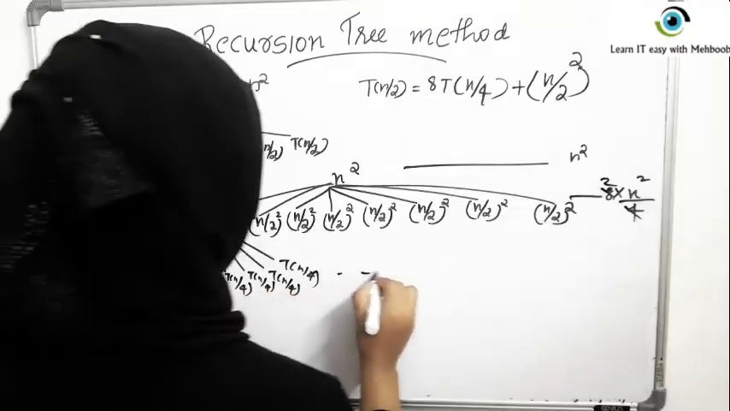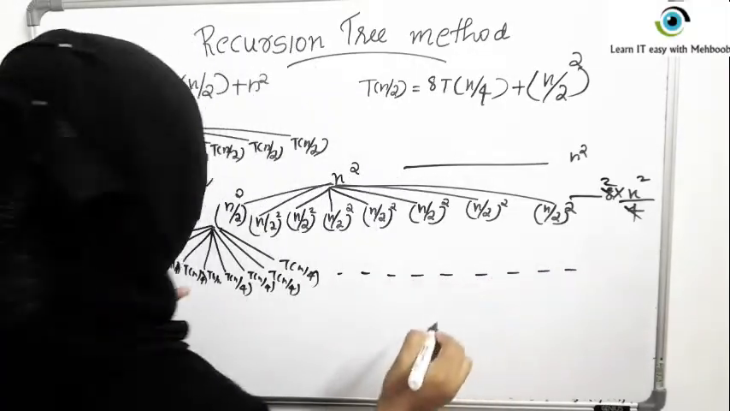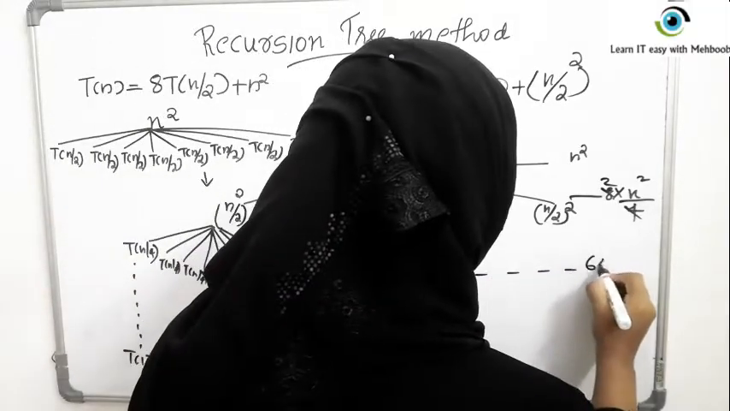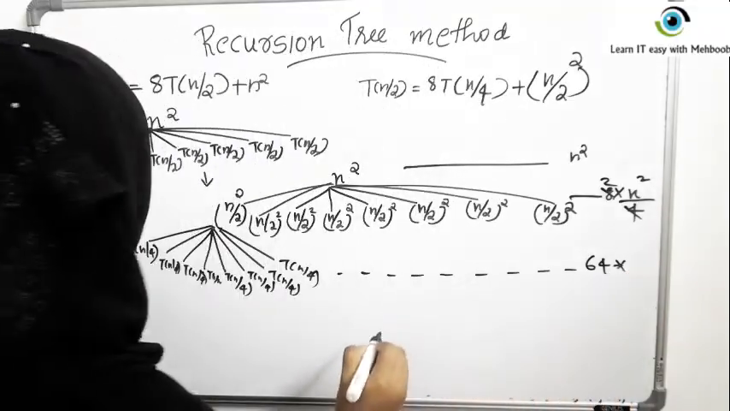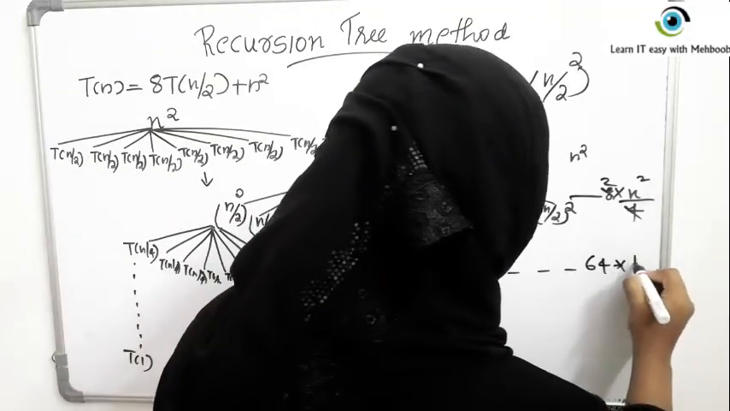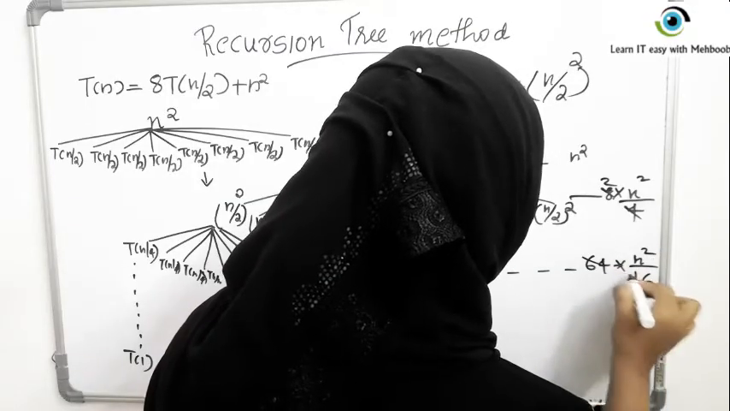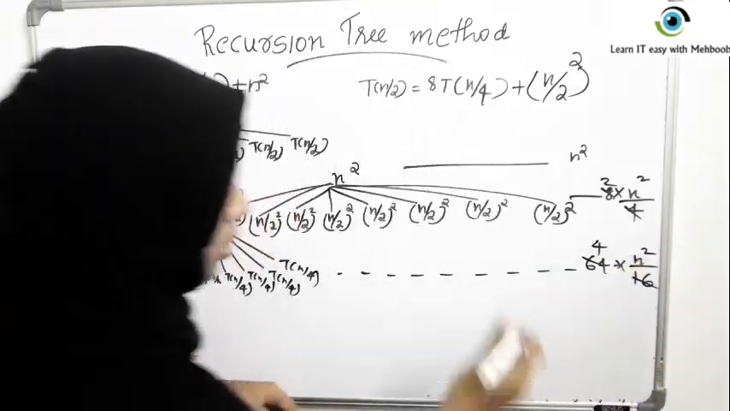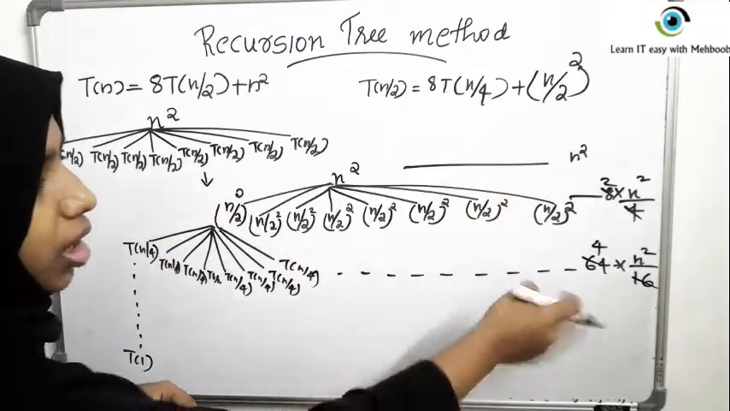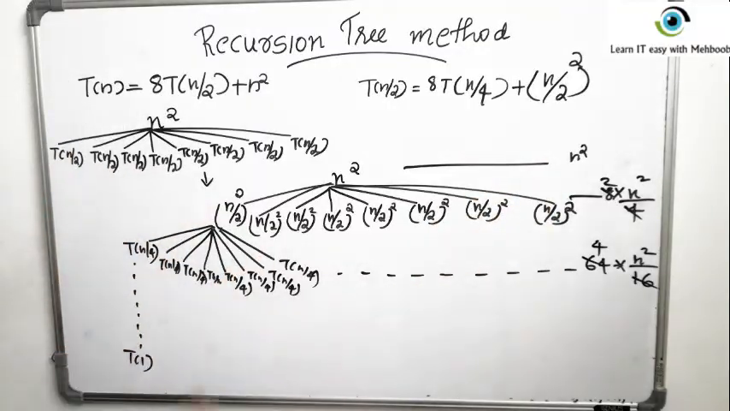Now at this level it is actually 64 nodes, isn't it? So 64, and each node is n by 4 the whole square. So n square by 16, isn't it? So you will get 4n square like this. That is n square, 2n square, 4n square like that. So keep that in mind.